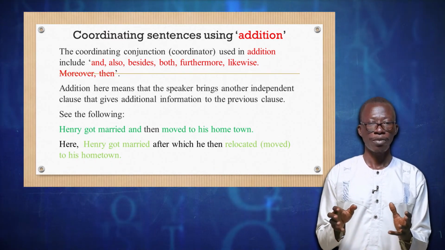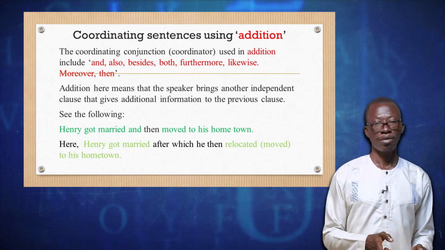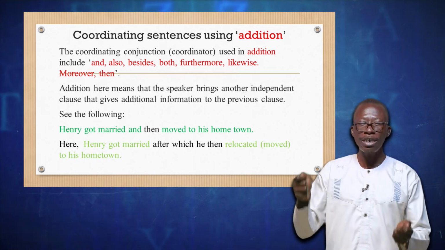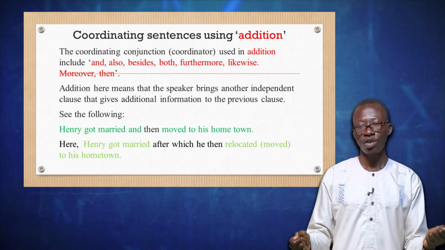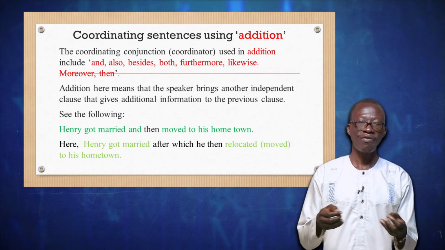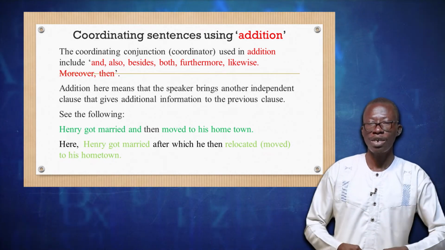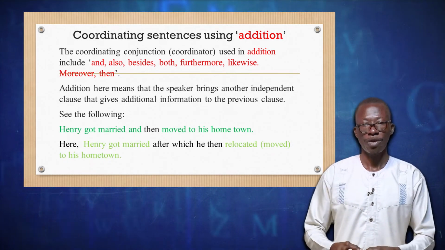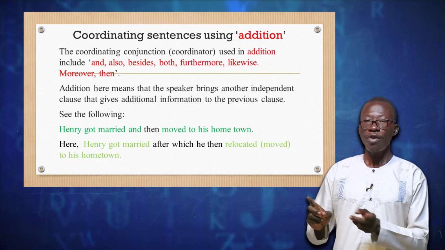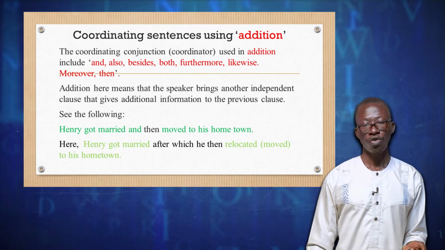So let's take note. One action happened. After that, another one occurred. And you are placing equal importance on these two. So the writer or the addresser does that by using the coordinator then or and then. So Henry got married, after which he then relocated, or moved, to his hometown.